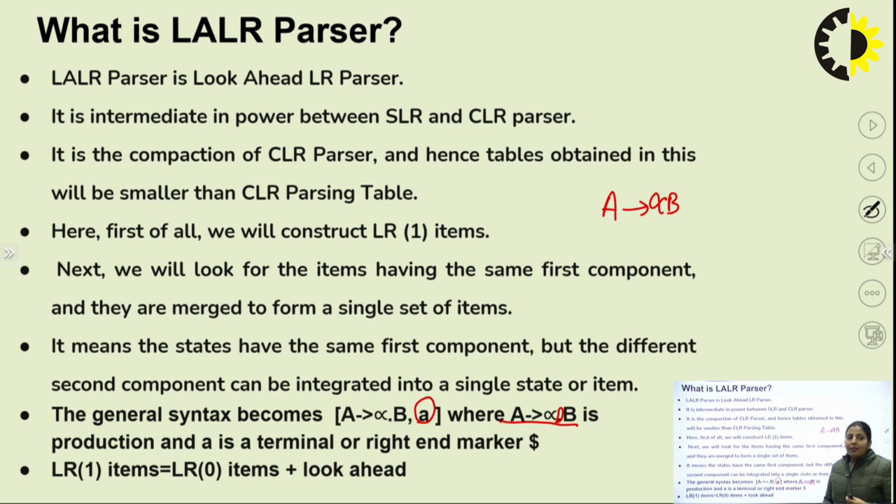So the LR1 items, how will we find the LR1 items? We can find the LR1 items by finding the LR0 items plus their look ahead. It is different from LR0 items only in the case of look ahead. Means in LR0 items we need not find the look ahead, but while we are constructing the table for LALR or CLR parser, we need the look ahead. We have to find the look aheads of that particular production.